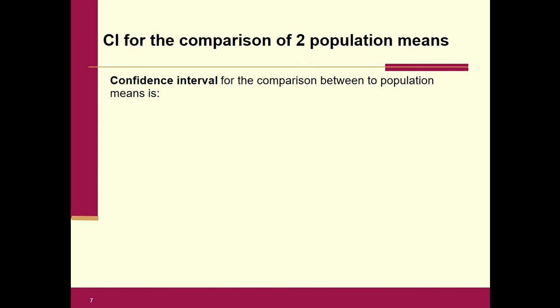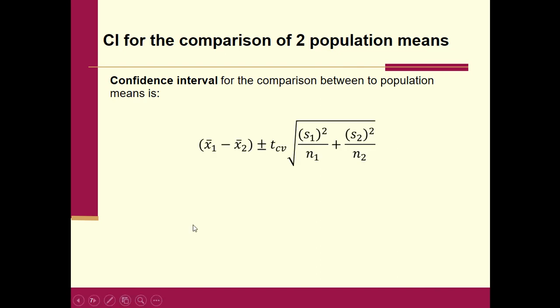Okay, so the confidence interval for the comparison between two population means is the following. Just like anything else, you have your point estimate, x bar 1 minus x bar 2. Your t is your critical value, coming from the t distribution. Then you have your standard error. You take your critical value times your standard error, and you get your margin of error.